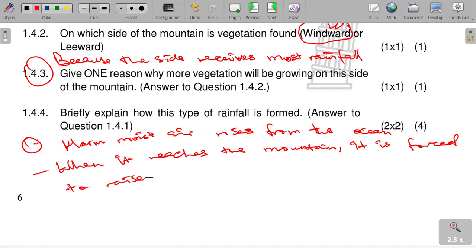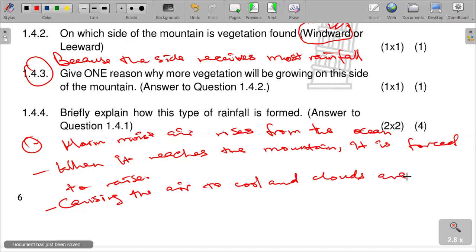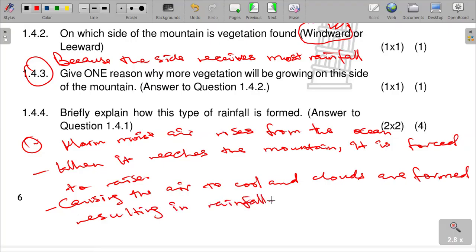And then this causes the air to cool as it rises, and clouds are formed, and then condensation starts, resulting in rainfall. That is how this is happening.